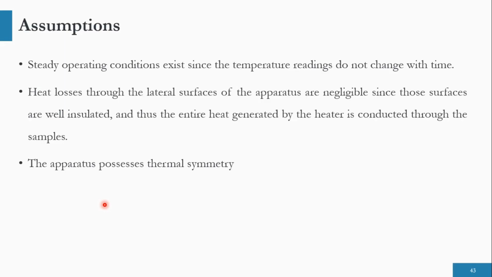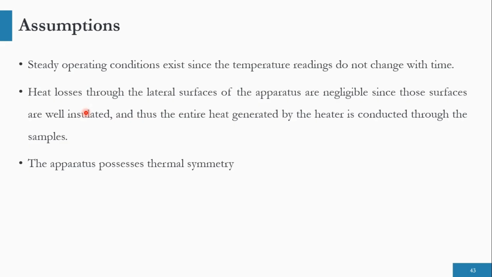First, we will assume that steady state conditions exist during the system, so there is no change with respect to time. There is no heat leak or loss to the environment. That is why we can measure the thermal conductivity. If there is any heat leak or any heat loss, we cannot accurately measure the thermal conductivity.